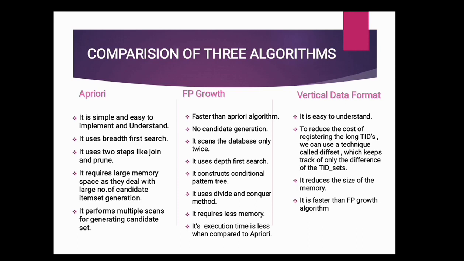The vertical data format is easy to understand. It reduces the cost of registration of long TIDs. We can use a technique called diffset, which keeps track of only the difference of TID sets. Apriori requires large memory space and generates candidate sets, and FP growth takes less memory. It constructs a tree and uses the divide and conquer method. The vertical data format is faster than the FP growth algorithm, and it also reduces the size of the memory.